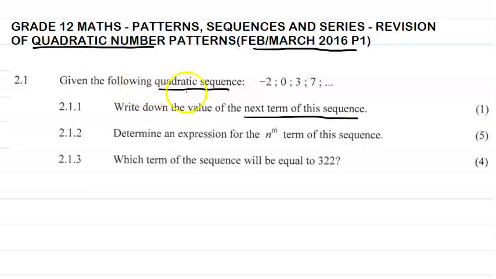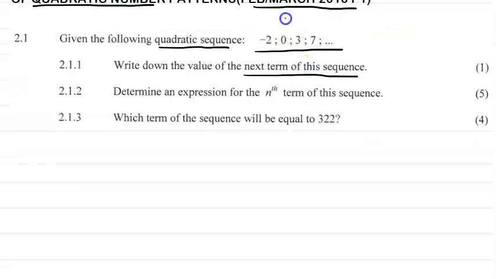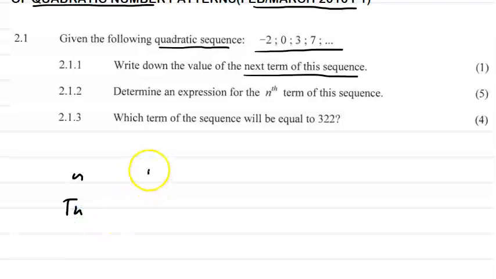It says, given the following quadratic sequence. Now, what I would suggest you do here is write out your sequence in a manner in which you can expand it, and you can write out the first difference and the second difference, etc. Now remember, n is the position of the term, tn is the term in the sequence, and then we can work out our first difference. So we got how many terms here? 1, 2, 3, 4 terms. So we're going to say 1, 2, 3, 4, and our terms are -2, 0, 3 and 7.